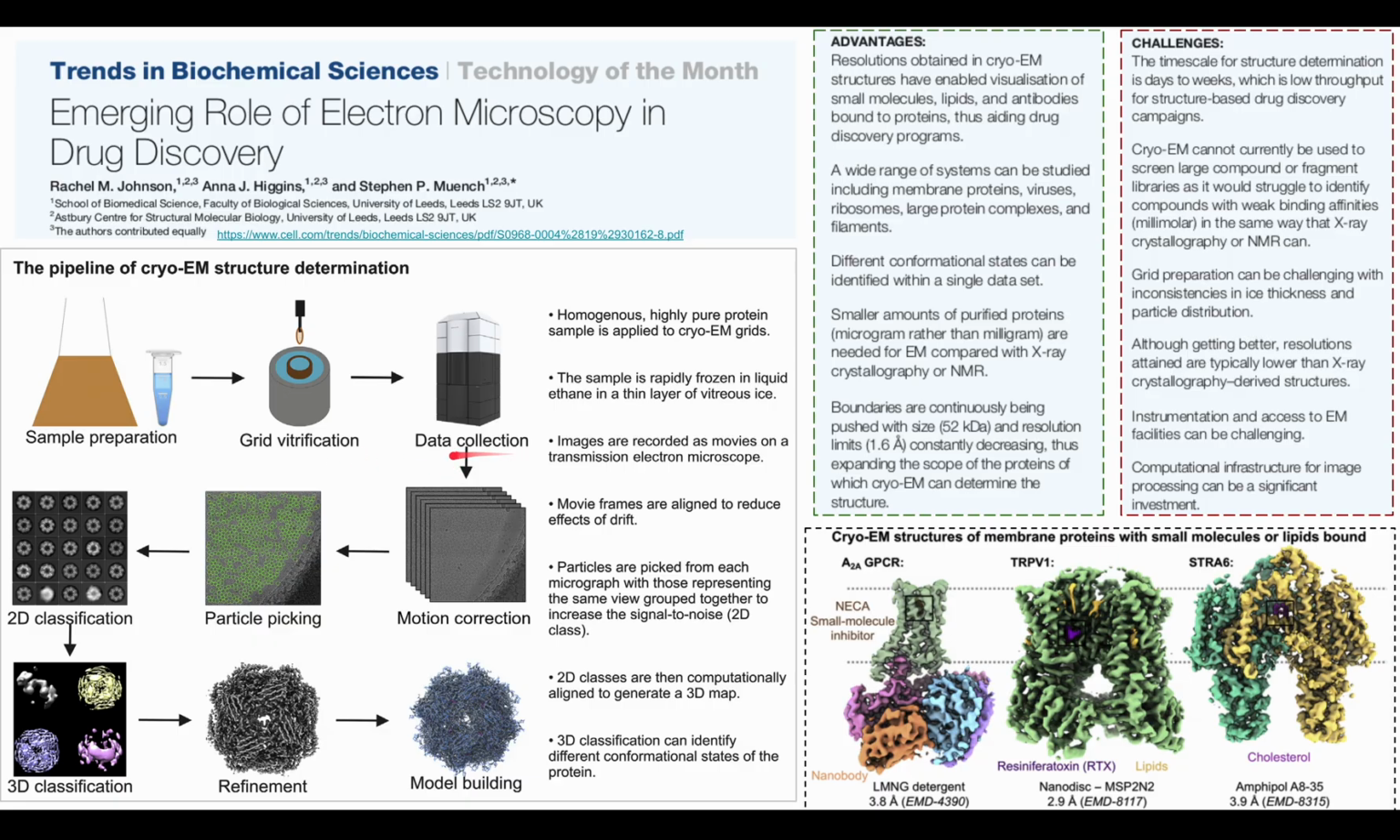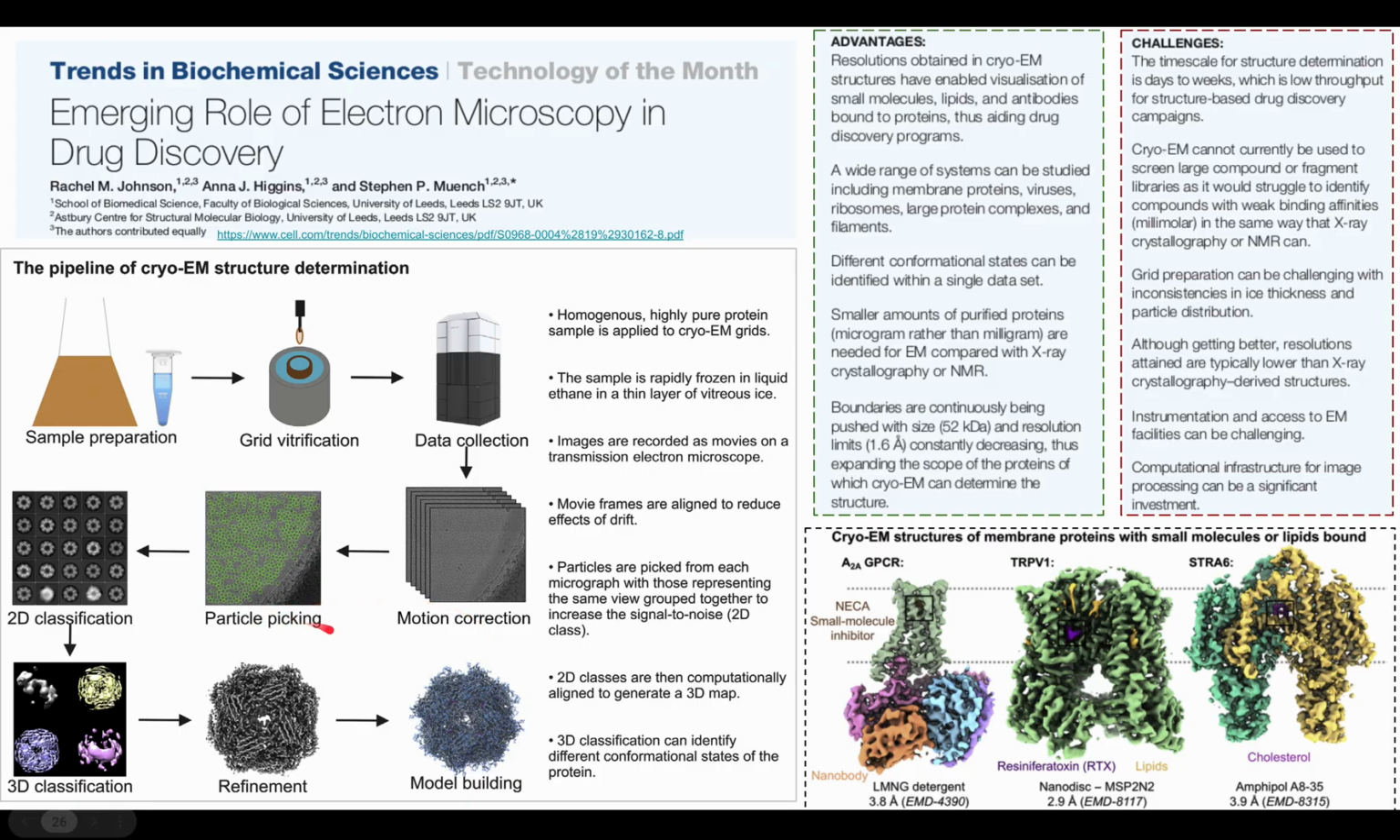Now images are collected as movies on a transmission electron microscope, and these movie frames are aligned to reduce the effect of drift. Which means that the motion which is happening, that motion effect is removed by using motion correction. So in motion correction we remove the flexibility, or we remove the noise which is coming, by performing averaging and all those things, to make sure that the one proper 2D micrograph which we obtain should be properly well resolved. So for that we remove this motion which is happening, and that is known as motion correction.